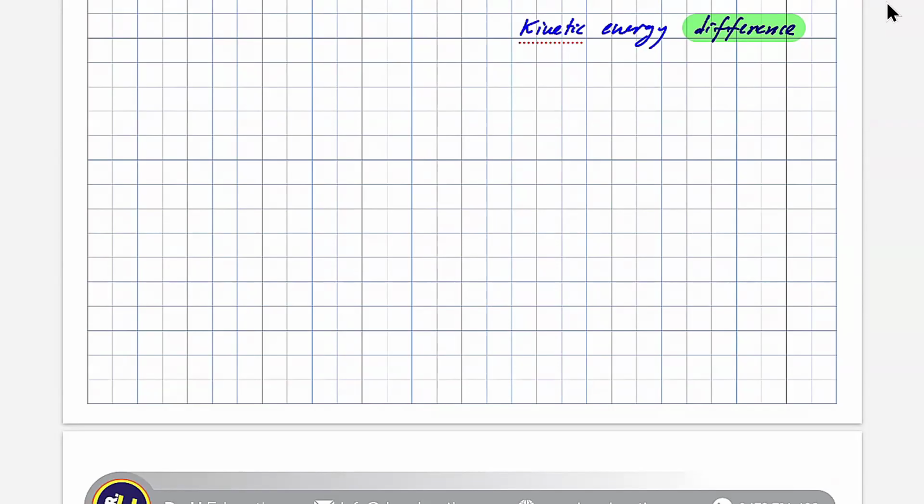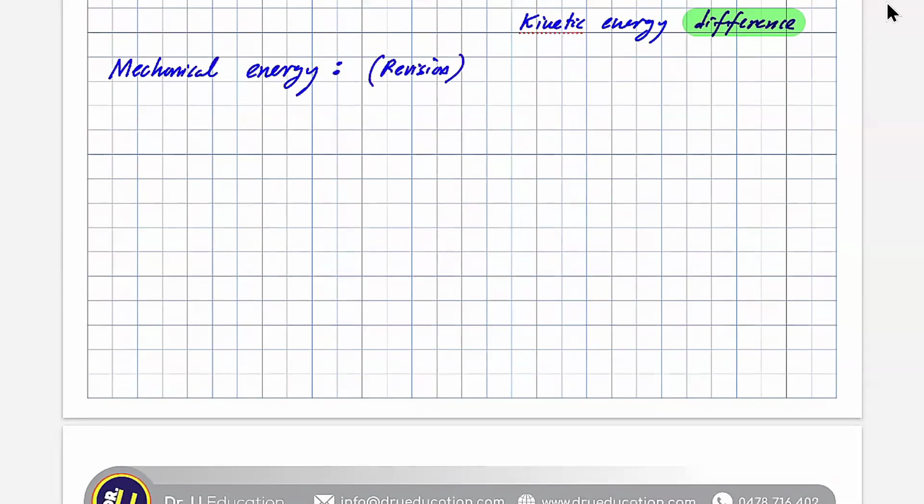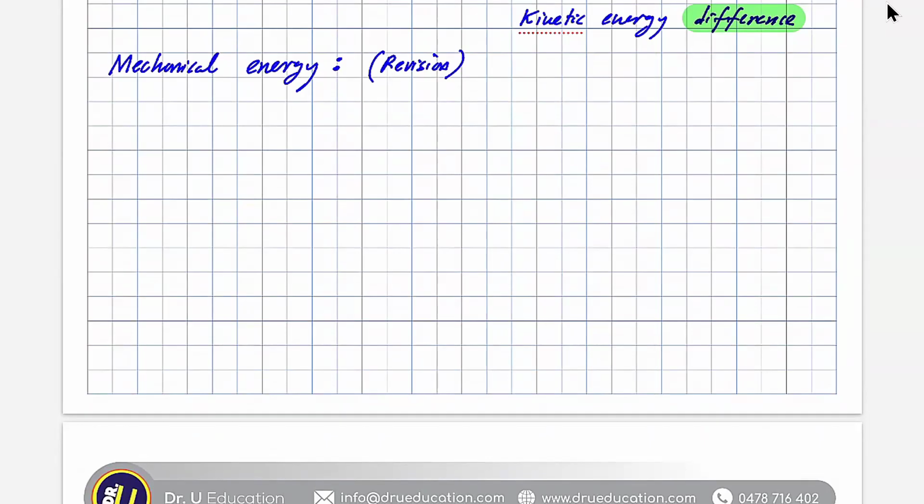Now let's think about mechanical energy. Right? So I'm going to revise mechanical energy, because I need to use that concept here. What is mechanical energy? Mechanical energy is kinetic energy plus gravitational potential energy, right? Gravitational potential energy.